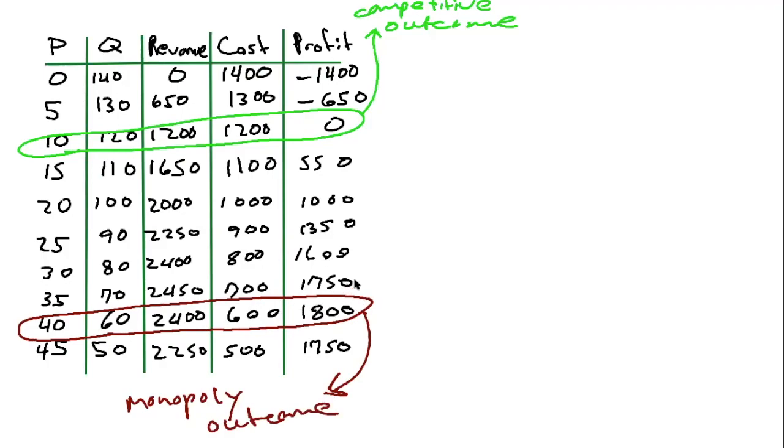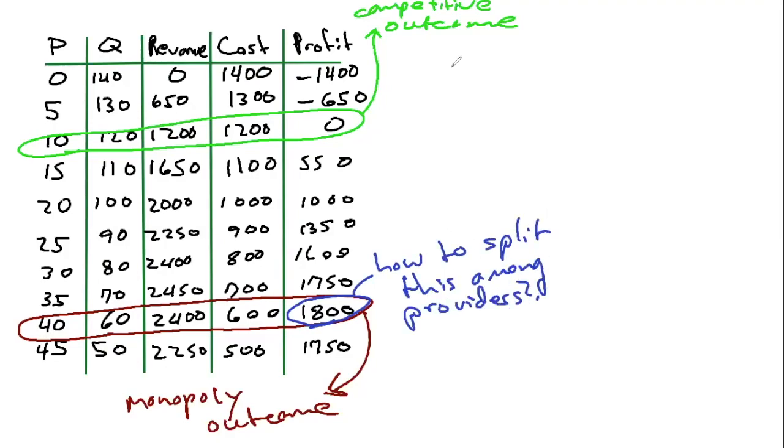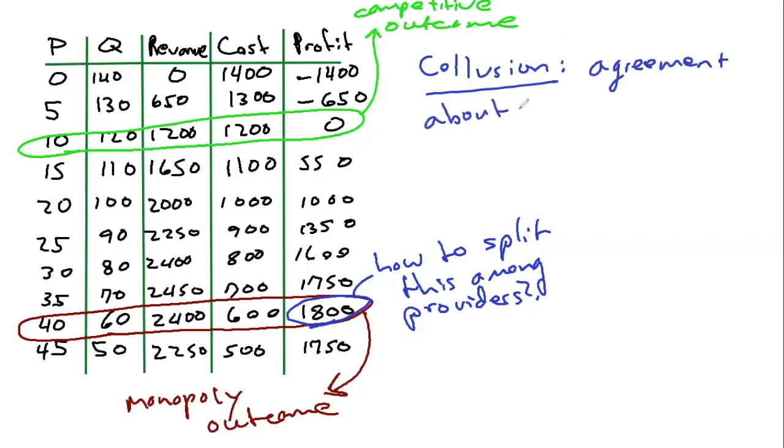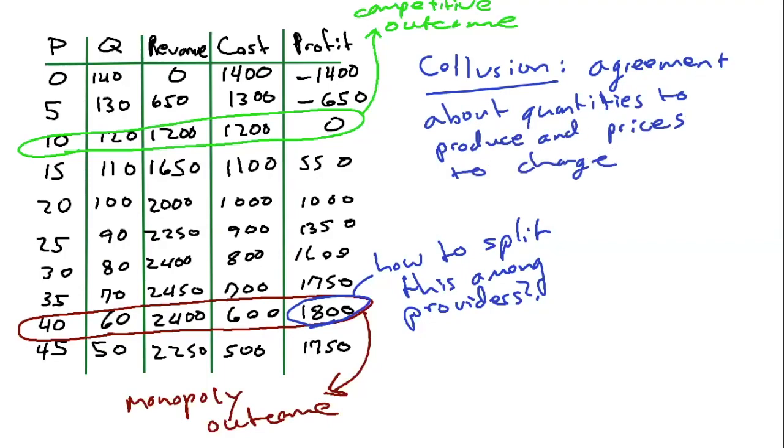So the duopoly, Verizon and AT&T, they would also like to extract the most consumer surplus they can out of the market. They would like to provide 60 residents with cell phone service at $40 for the price, because that gives the highest total profit. But then the question is how to split this among the two providers. So what we just described is one duopoly outcome, which is going to be collusion. And collusion is simply an agreement between the two firms about the quantity to produce and the price to charge.